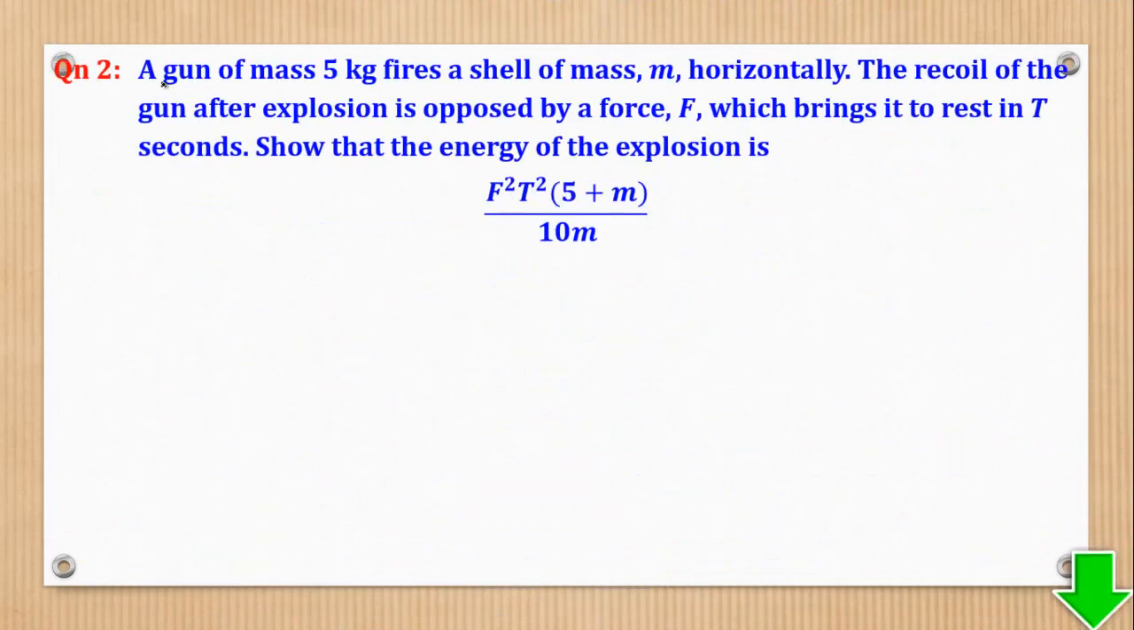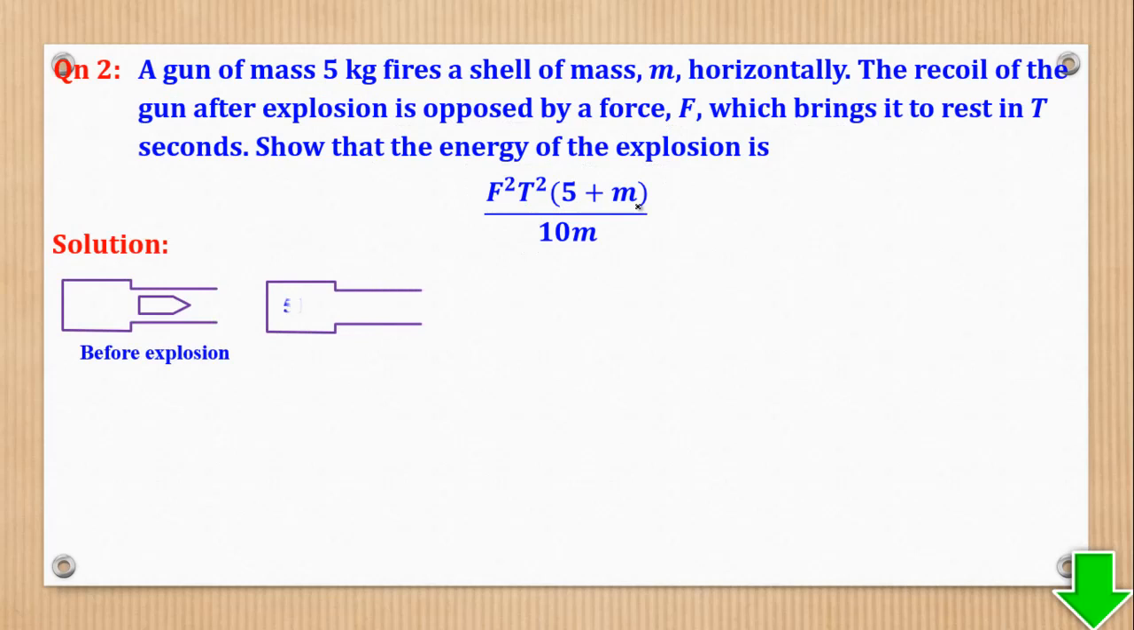Then question 2 says a gun of mass 5 kilograms fires a shell of mass m horizontally. The recoil of the gun after explosion is opposed by a force F, which brings it to rest in t seconds. Show that the energy of the explosion is given by that. So you come and first illustrate before and after. The gun jumps backward, this one goes forward.